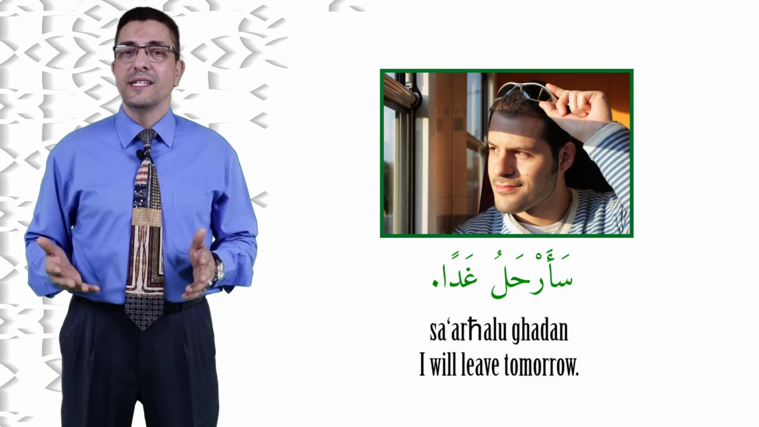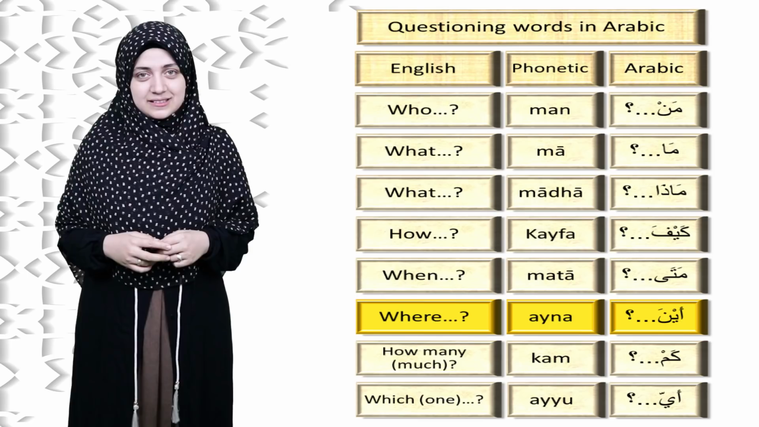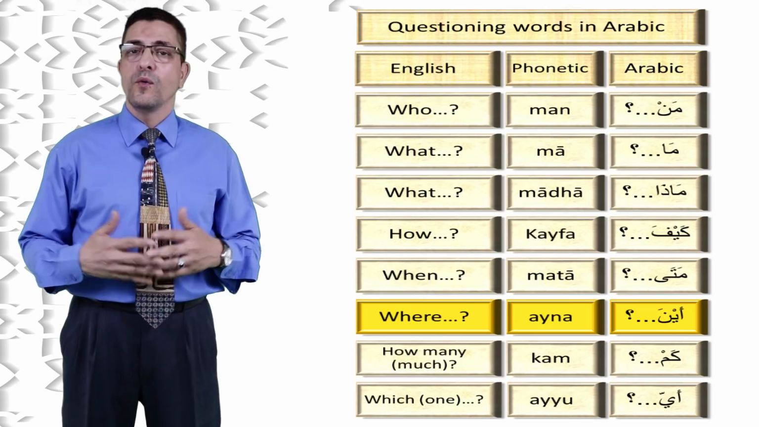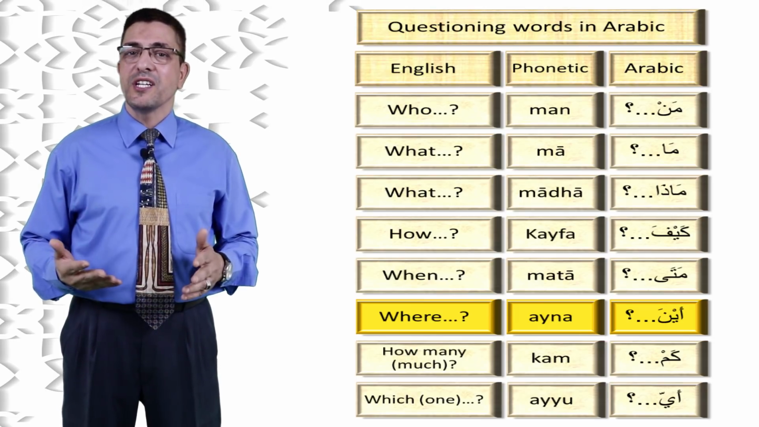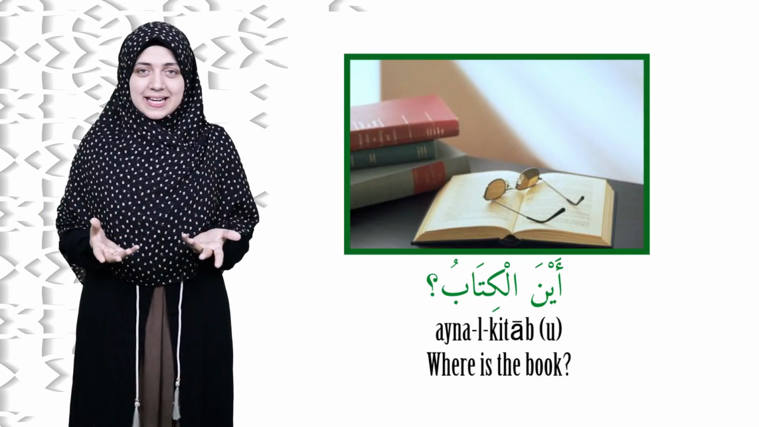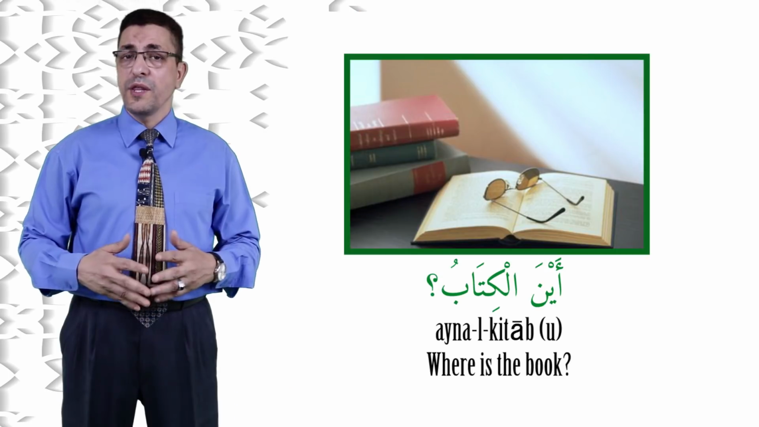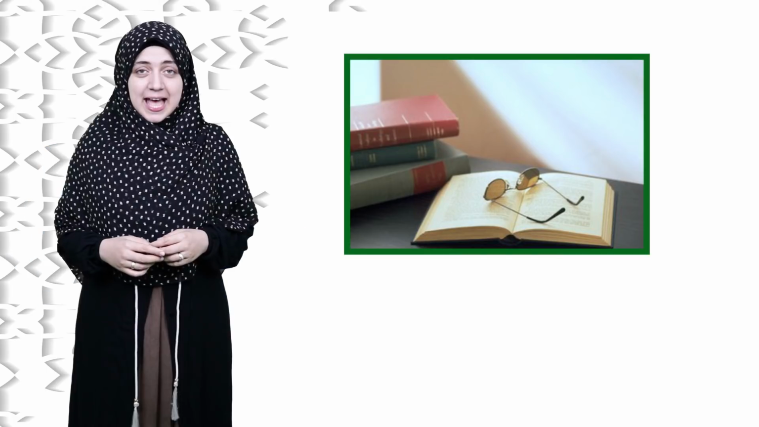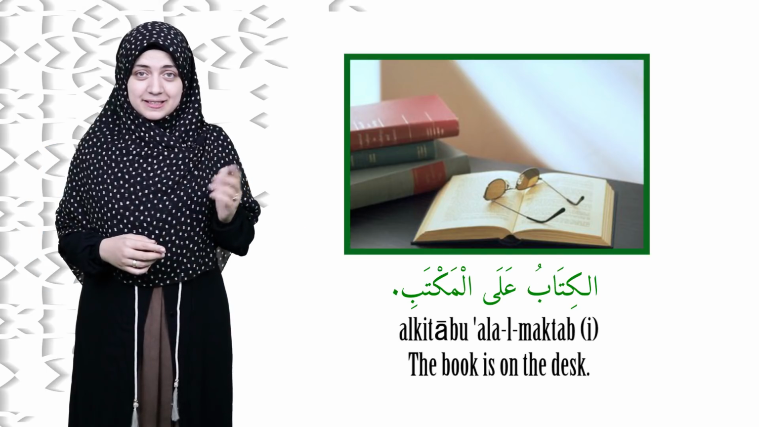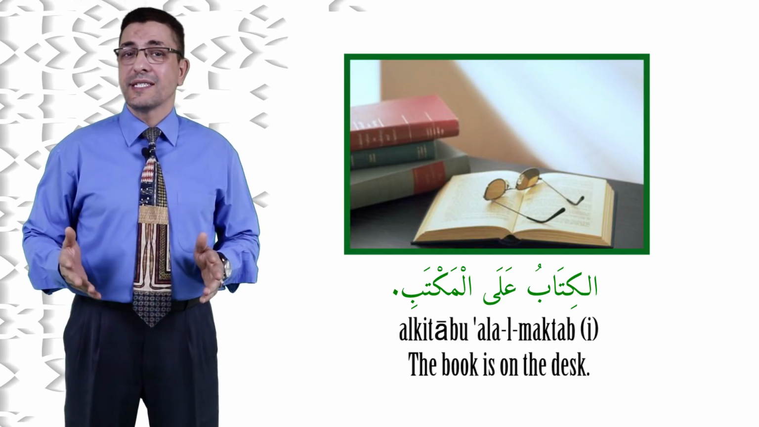Another questioning word. أين؟ Where. أين is a questioning word asking about place or location. Example. أين الكتاب؟ Where is the book? And the answer. الكتاب على المكتب. The book is on the desk.